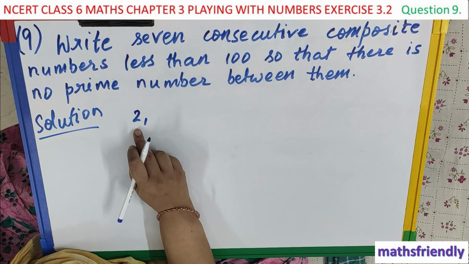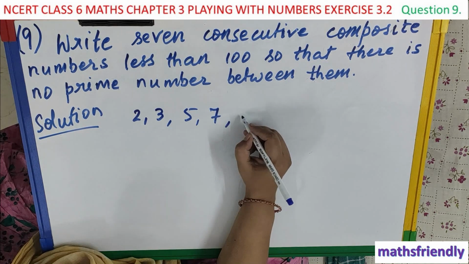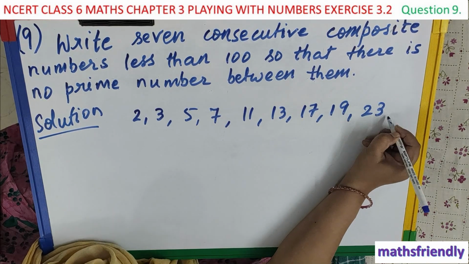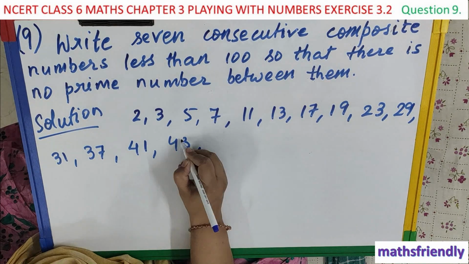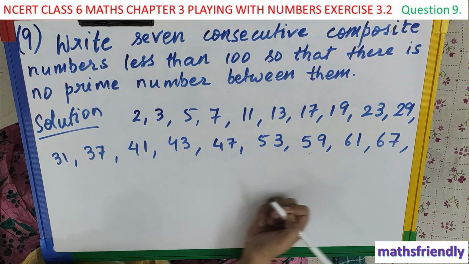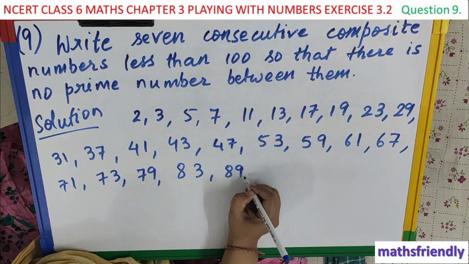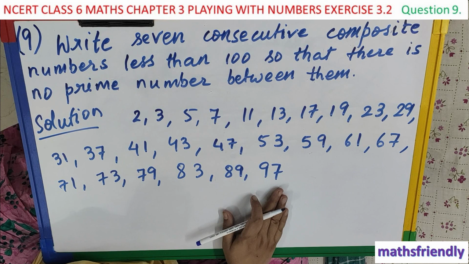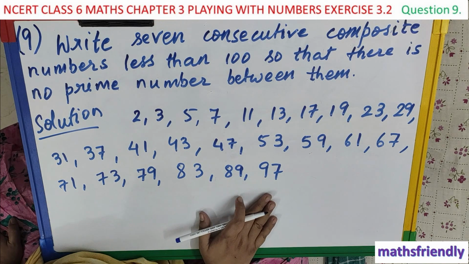So let us write the prime numbers from 1 to 100. The first prime number is 2. Okay, the second is 3, 5, 7, 11, 13, 17. So these are all the prime numbers between 1 and 100. Okay, and all the numbers except these are composite numbers.